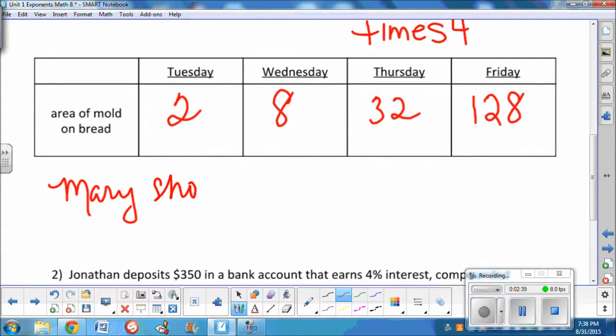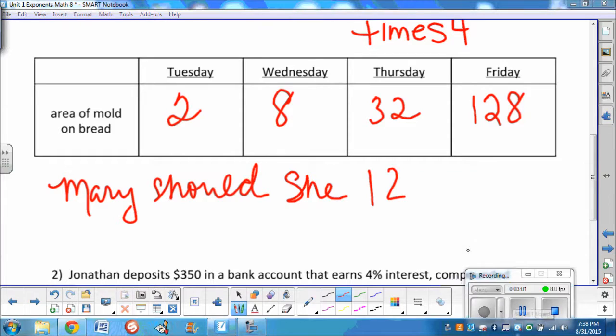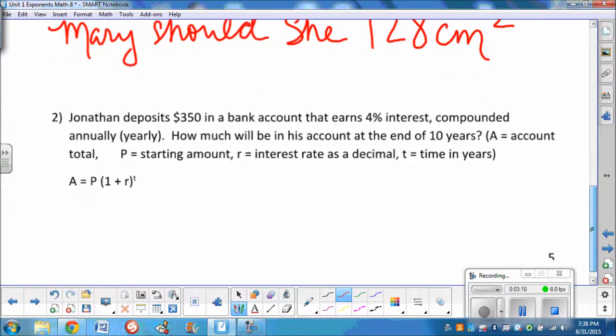Mary should expect, I can't seem to make my E there with my stylus, Mary should see, there we go, 128 centimeters squared. Okay, pause it again, read number 2.